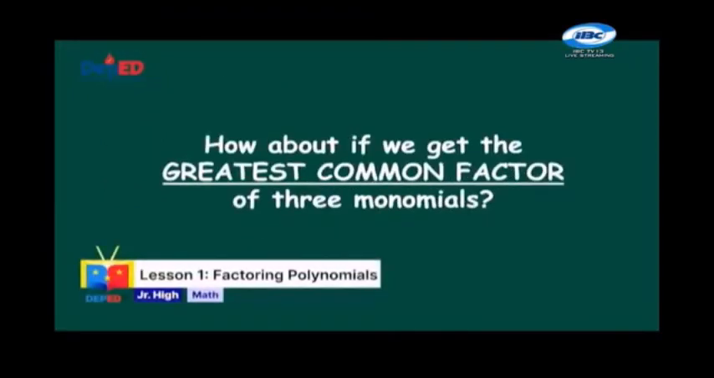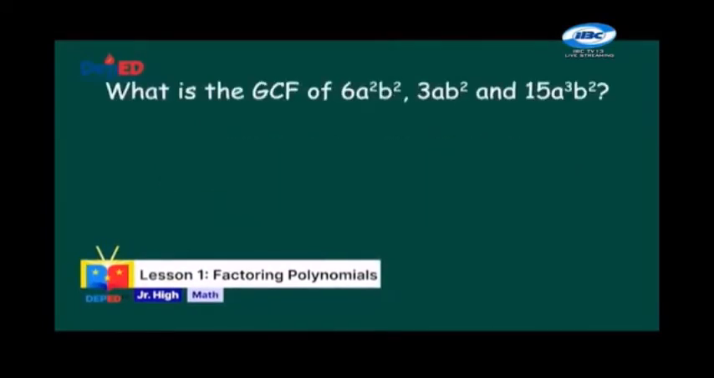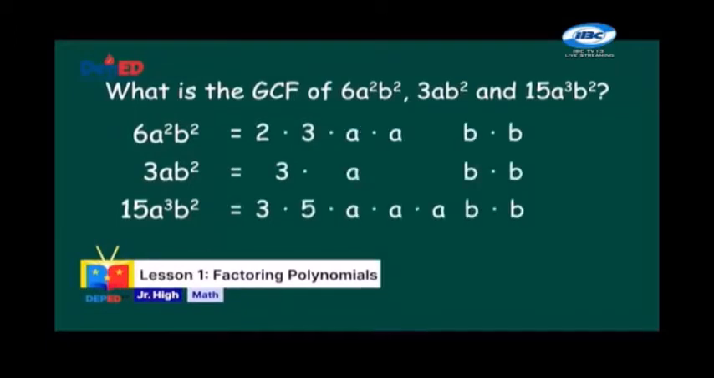How about if we get the greatest common factor of 3 monomials? What is the greatest common factor of 6a squared b squared, 3ab squared, and 15a cubed b squared? First, get their prime factors. 6a squared b squared is equal to 2 times 3 times a times a times b times b. How about 3ab squared? 3ab squared is just 3 times a times b times b.